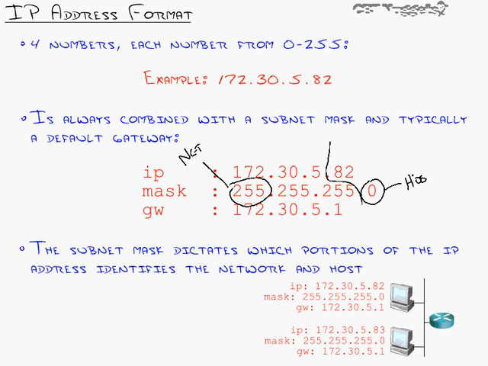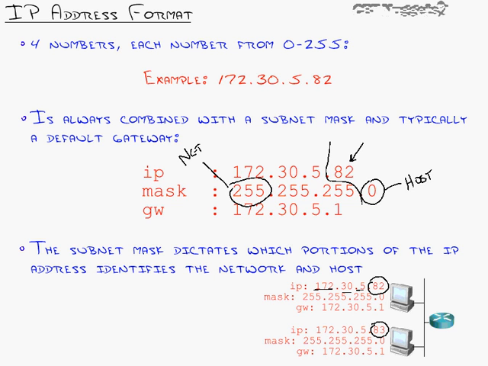Now, the host portion, I forgot my T there, the host portion identifies who you are on that network. Notice that this is host 82 and this is host 83. When it comes to IP addresses, when you have all sorts of devices plugged into the same switch or the same hub, they are considered on the same network. And they must start with the same octets of their IP address in order to communicate.